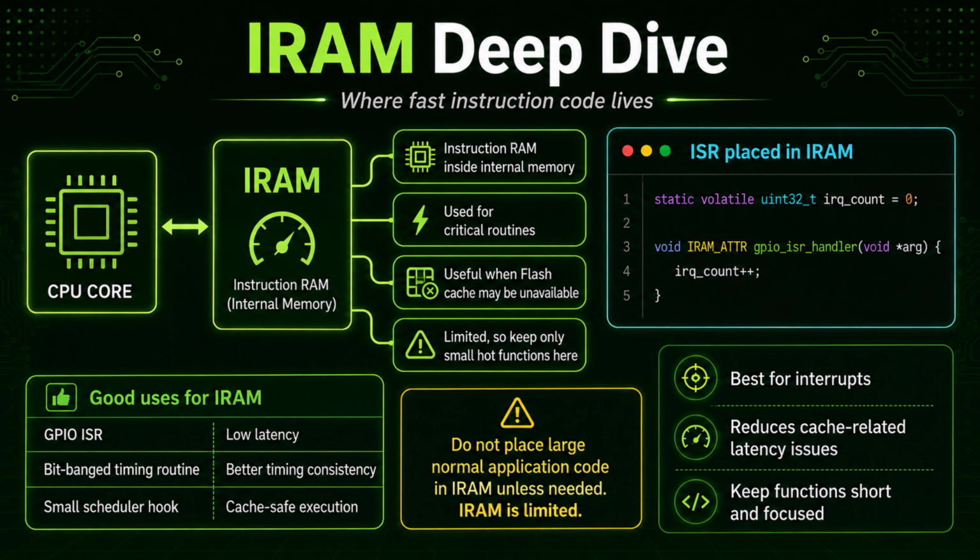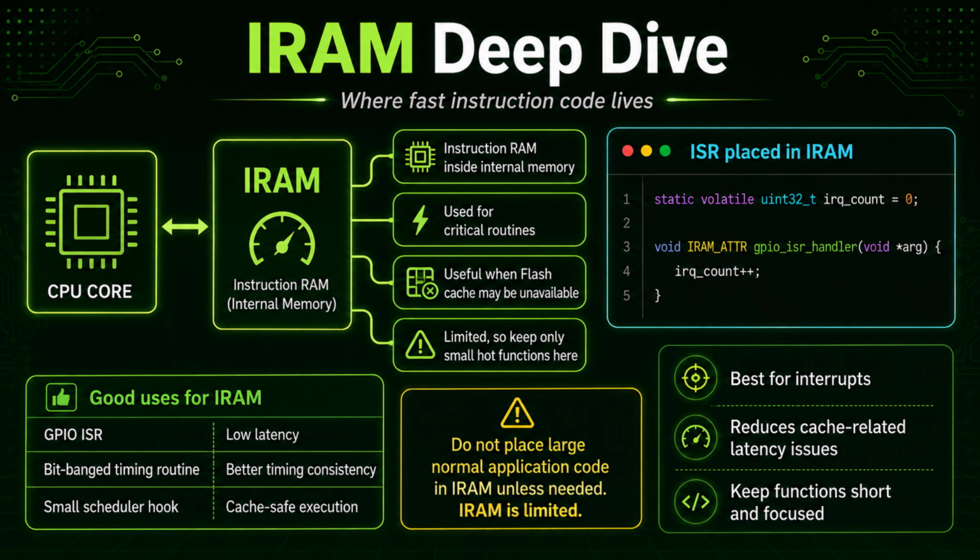This is one of the reasons we use IRAM. By placing a critical function in IRAM, the function remains available even when flash cache access is temporarily restricted. In ESP-IDF, we normally do this using the IRAM_ATTR attribute. For example, a GPIO interrupt handler can be declared with IRAM_ATTR before the function name, but IRAM is limited.